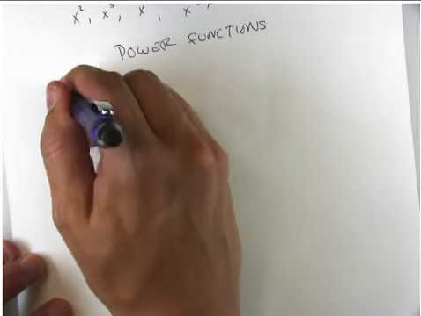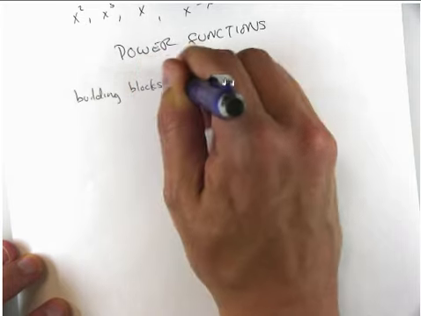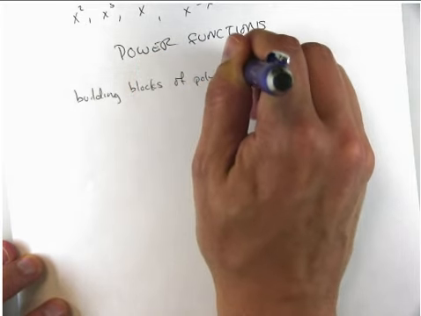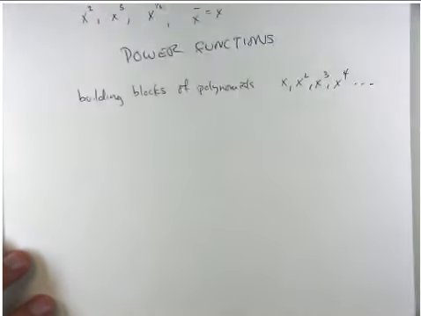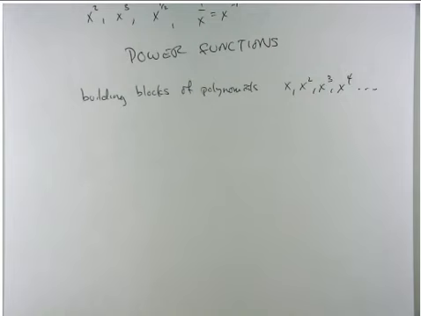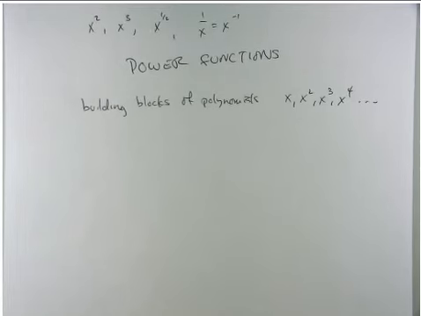Right? And it is worth noting that these are the building blocks of polynomials. x squared, x cubed, x to the 4th, x to the 5th. Right? There are other functions too, things like x to the 1/2, which is the square root of x, or 1 over x, which is x to the -1, that are also power functions. But if I knew about all power functions and how to take the derivative of power functions, then that might start to give me some insight into polynomials also.